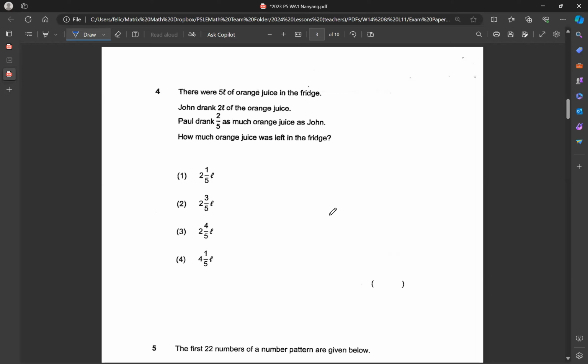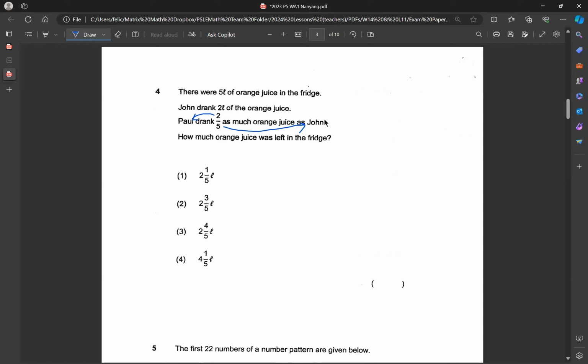In this case, we have this 2 over 5 fraction here. Take note, this 2 over 5 is a units comparison between the two guys. Paul drank 2/5 as much as John. That means 2 units is drank by Paul, 5 units is drank by John. This is how we interpret a fractional statement like this.